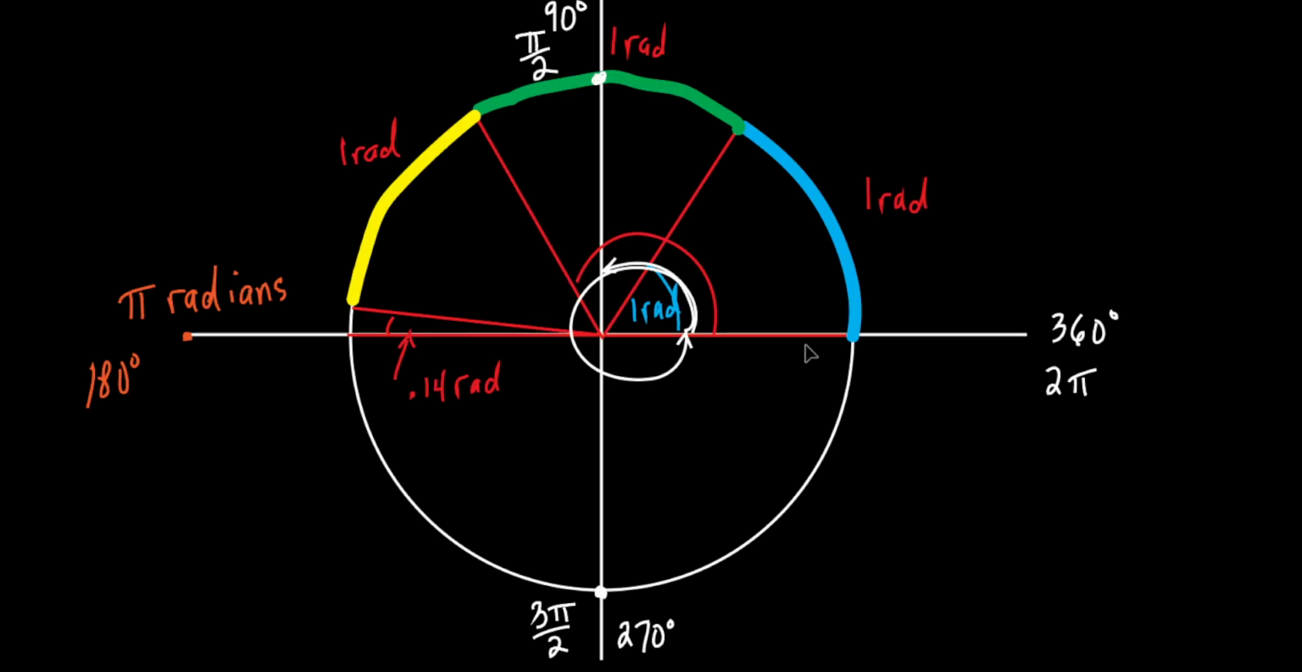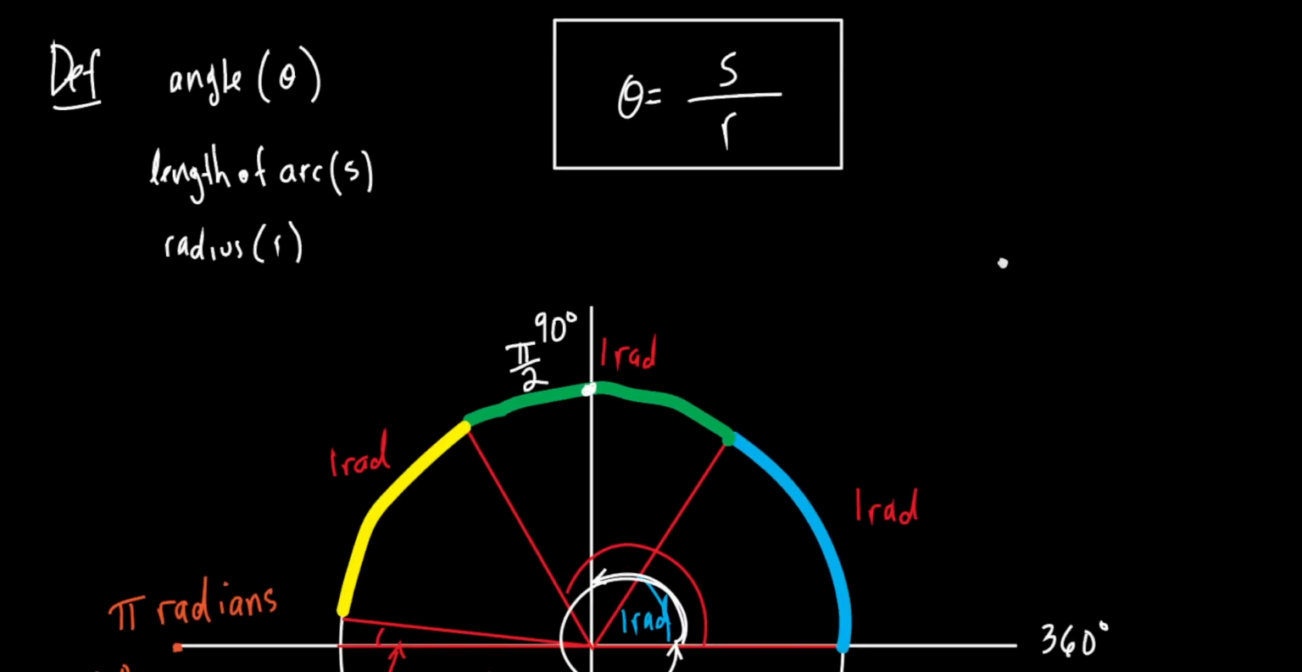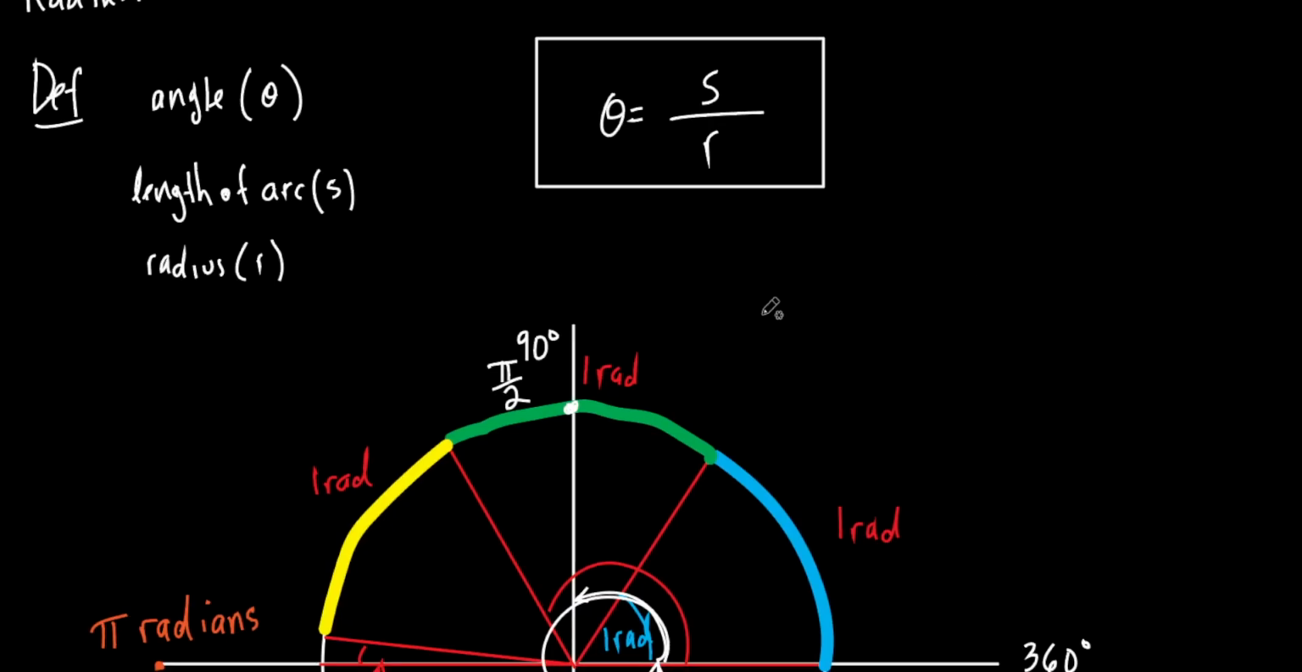Here's another way, a little bit more mathematically. This is more visual, but a little bit more mathematically. Let's go back to this right here. This S was the arc length, wasn't it? So that blue one is an arc length. That yellow one is an arc length. What's the arc length of the whole entire circle?